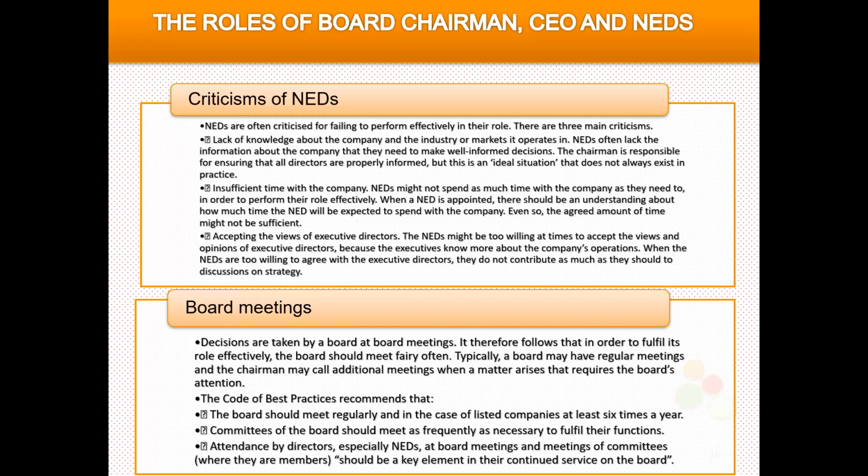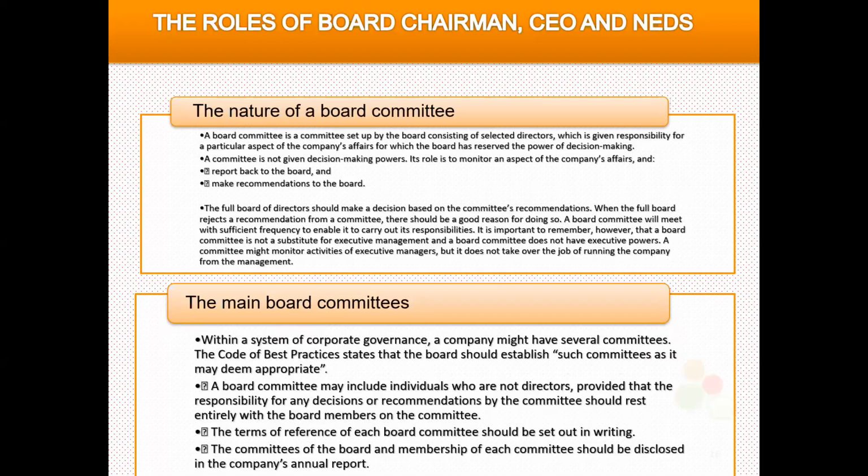So if you have a board meeting, it's just like if you're a member of a club or a group or whatever it is, right? You need your membership there. If you are not showing up, they might take you out of the board. So the code has given us some guidelines in terms of that.